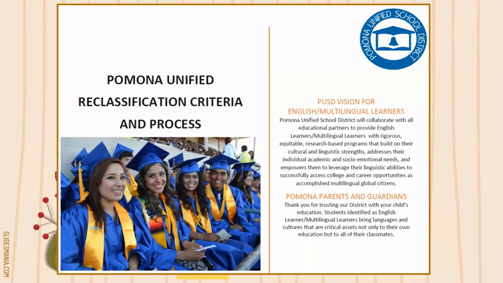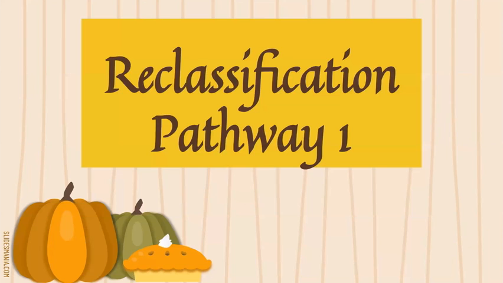Thank you. So what you have here is the actual reclassification criteria process. What you see there on the right side is our vision, and then some information there for our parents. And what we've done is we wanted to ensure that certain processes were really easy for us to understand. So everything is very color-coded, right? So the first reclassification pathway that I will go over is pathway 1.